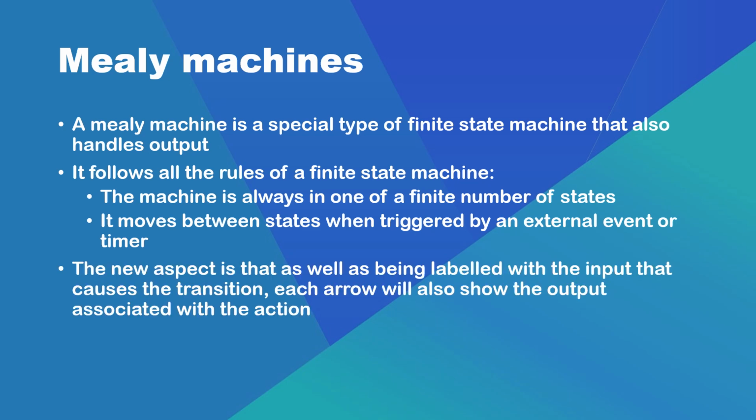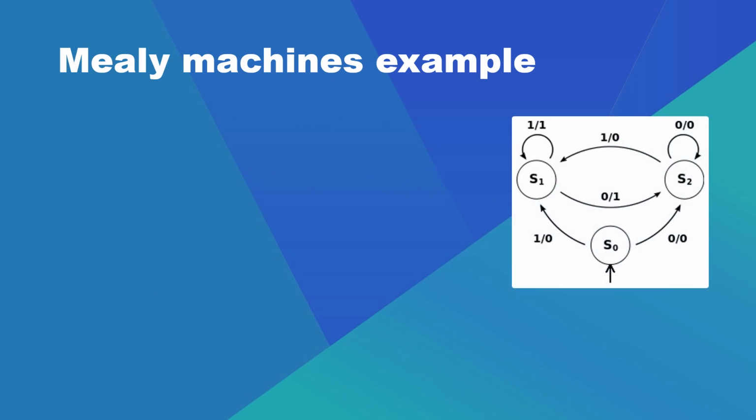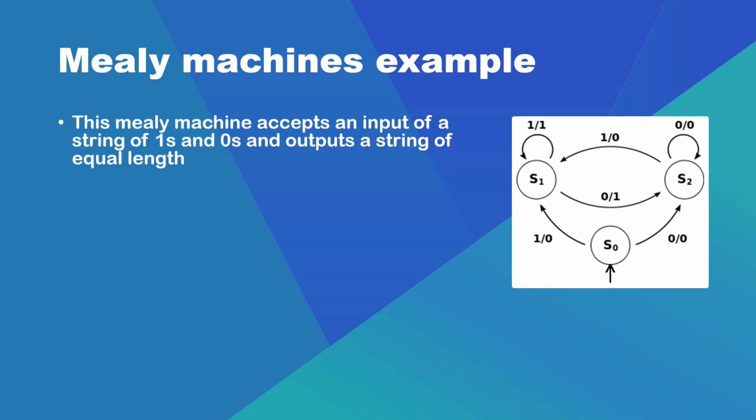The only new aspect to deal with is that as well as being labelled with the input that causes the transition, each arrow in our Mealy machine will also show the output associated with that particular action. This is an example of a Mealy machine. Along the transition arrows, you can see two distinct numbers. The first represents the input value, and the second after the slash represents what will be output. This particular Mealy machine accepts an input of a string of ones and zeros and outputs a string of ones and zeros of equal length.